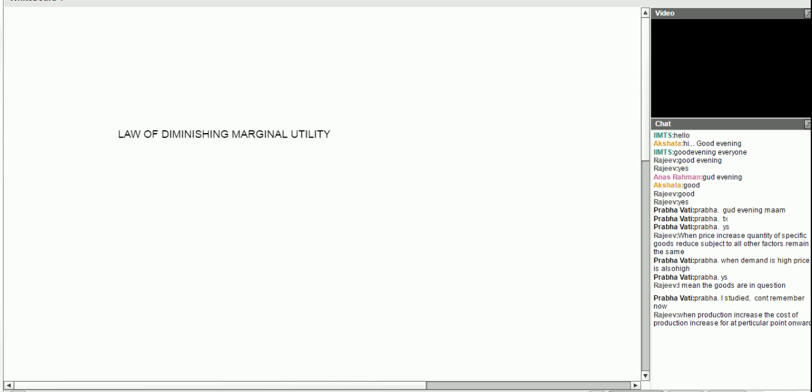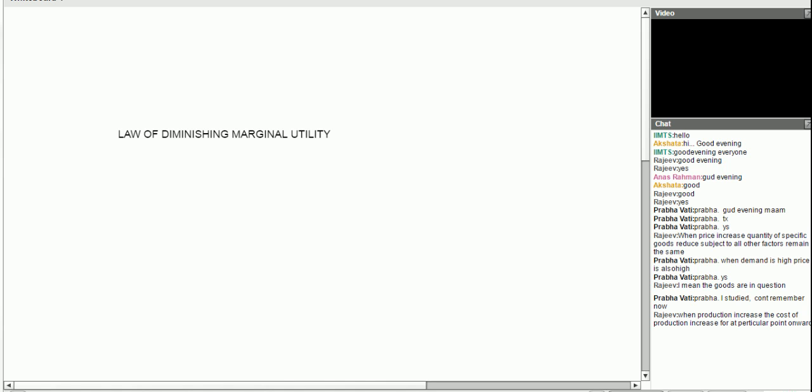When production increases, the cost of production increases from a particular point onwards. That is the law of diminishing returns, Rajiv, and that is related to production and cost. Right now, what we are going to study is about consumer behavior. This theory is a part of consumer behavior.